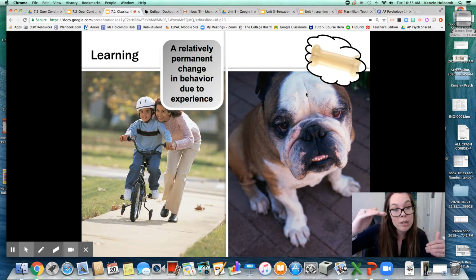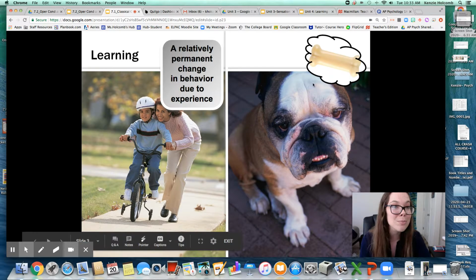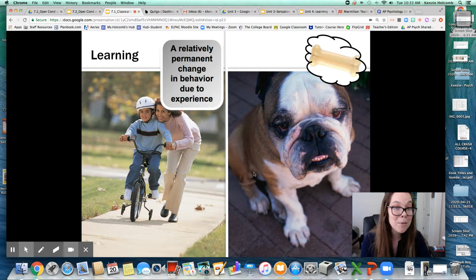Experience is key, because everything that we've learned is due to experience. When we're out of the womb, we don't know how to hold a little milk bottle. We don't know how to walk yet. We don't know how to do many things. But learning changes us as we learn things due to our experience. So again, learning is a relatively permanent change due to experience. And due to experience, this dog is thinking about a bone.